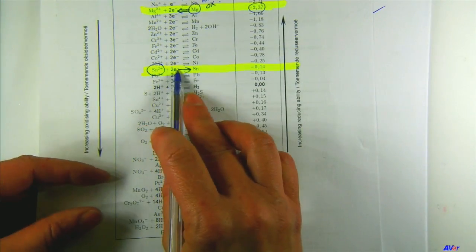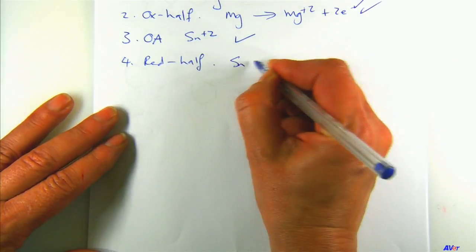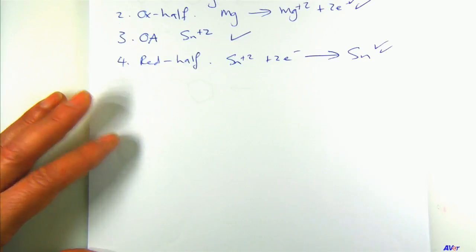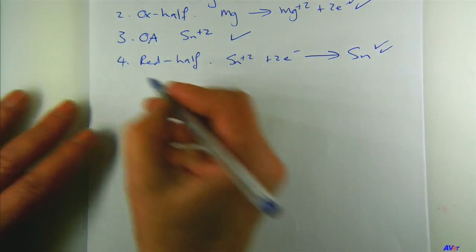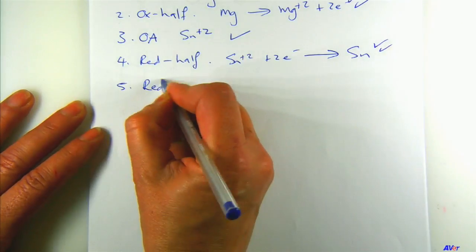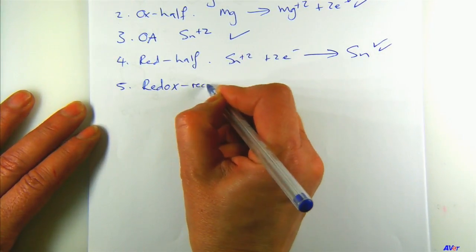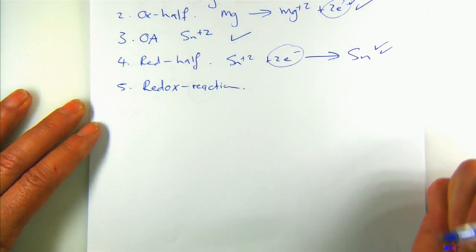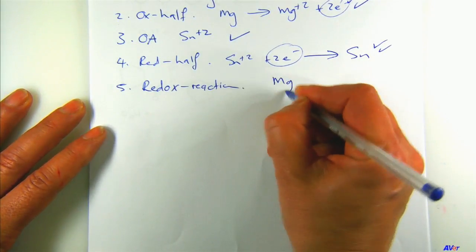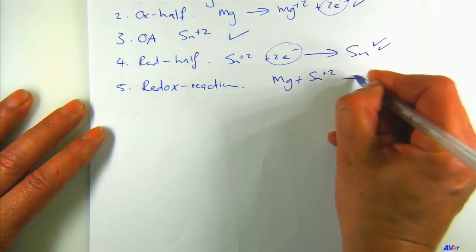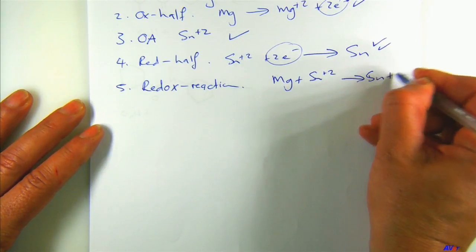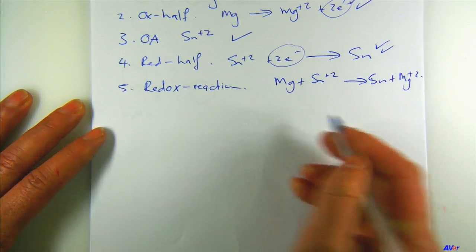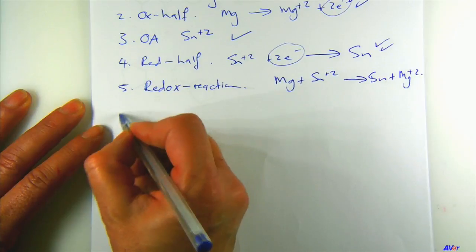It is zinc 2 plus, 2 electrons, tin 2 plus, 2 electrons going to tin. That is 2 more marks that they're going to give you. Then they're going to ask you, okay, write me the redox reaction. What does the redox reaction look like? Now this is easy because 2 produced, 2 used, right? So that will just give you magnesium plus tin 2 plus goes to tin and magnesium 2 plus. Everyone all right? Okay, redox reaction.